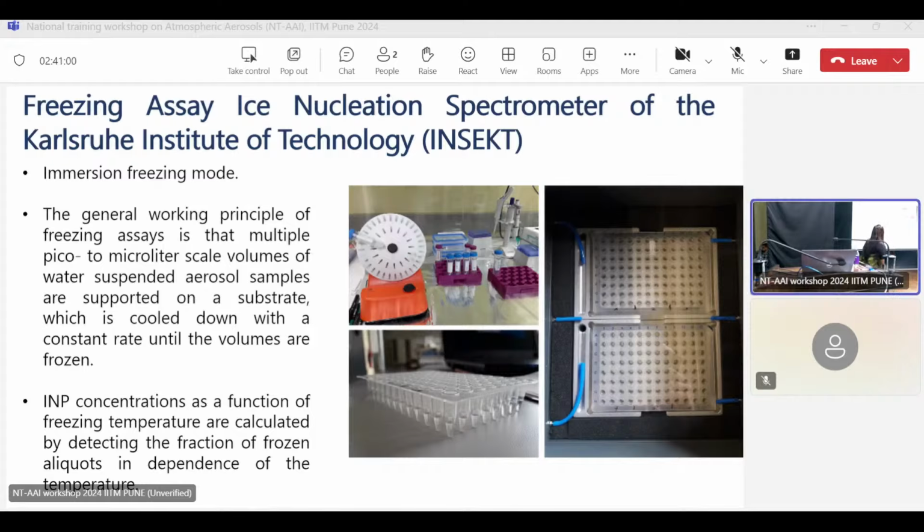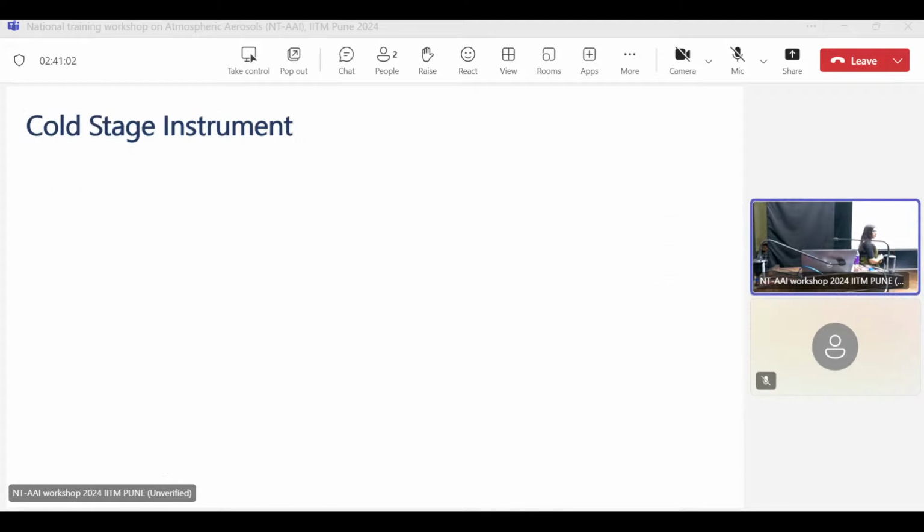So then after this, next is cold stage instrument. So I told you three categories. This is the third category of instrumentation, and this is actually what we do. So during my postdoc, I used the NC State cold stage instrument with Marcus Petters, and since then we were trying to make our own portable instrument. And I'm very happy to share that now it is functional in Central University of Jammu.